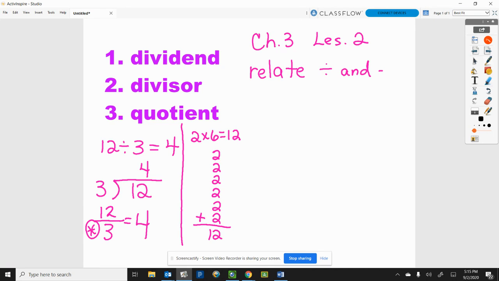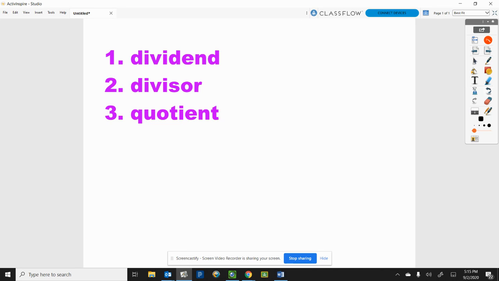Well, just like we can use repeated addition to figure out a multiplication problem, we can use repeated subtraction to solve a division problem. So let's take a look at what this is going to look like. We are going to start with, let's do 21 divided by 7.